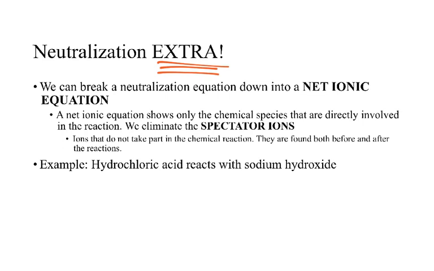Neutralization reactions. This is also a little preamble to something we're going to talk about in a later unit. So we can break these reactions down into what's called a net ionic equation. So a net ionic equation shows only the chemical species that are directly involved in the reactions. We eliminate the spectator ions.